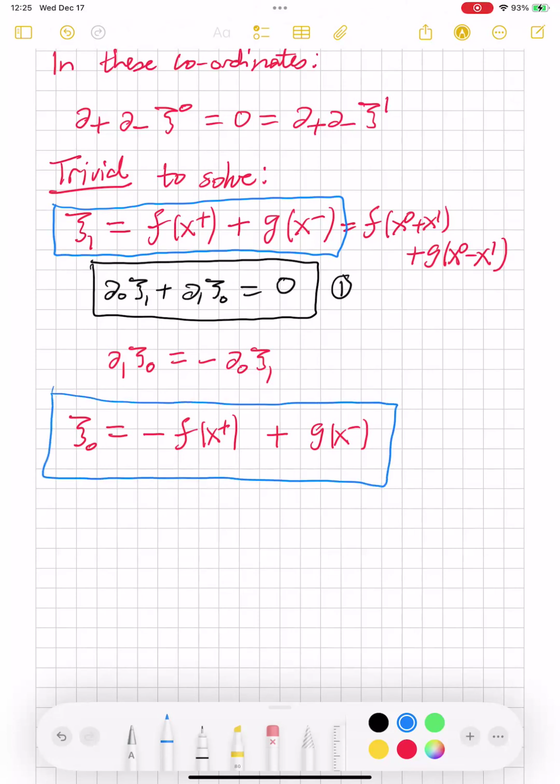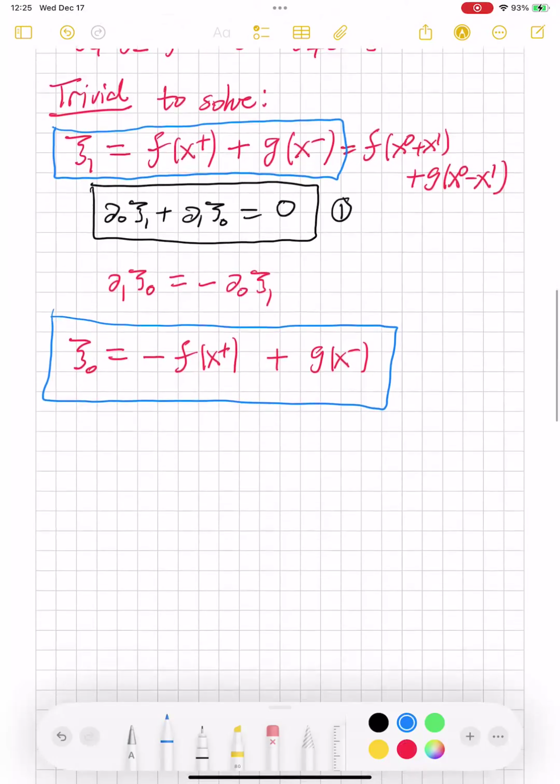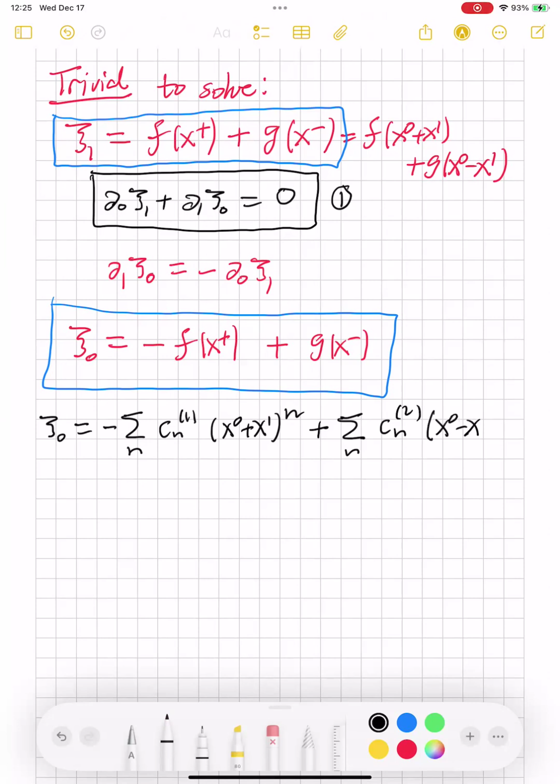And let's just write down maybe one more thing. So if we look at zeta naught, we can write zeta naught as follows. It's minus a sum over n of Cn1 times x plus, which is x naught plus x1, to the power of n, plus, and for g, a sum over n of Cn2 times x naught minus x1 to the n. And then zeta 1 is the same thing, but with pluses.